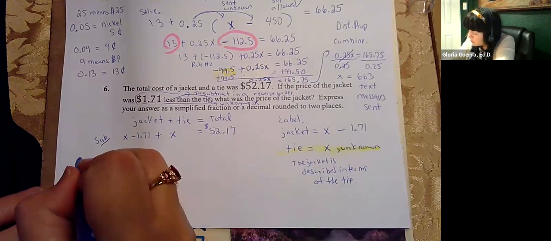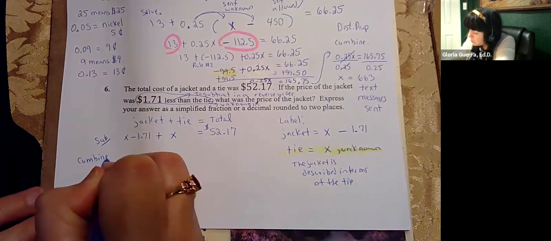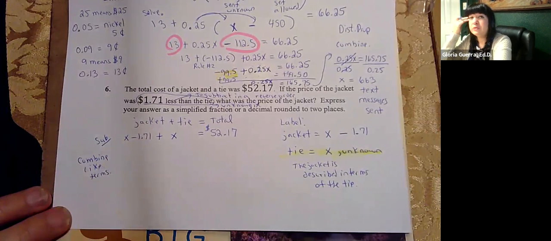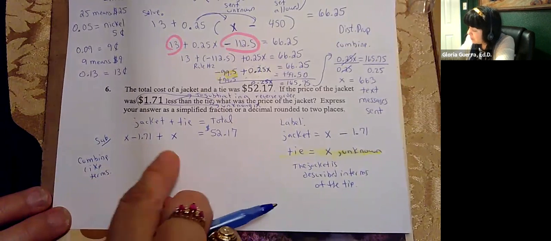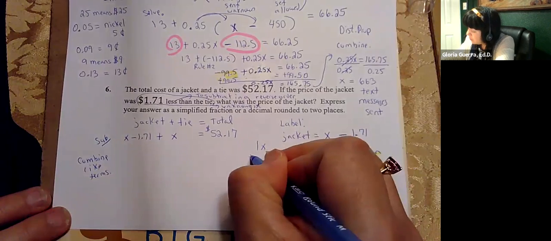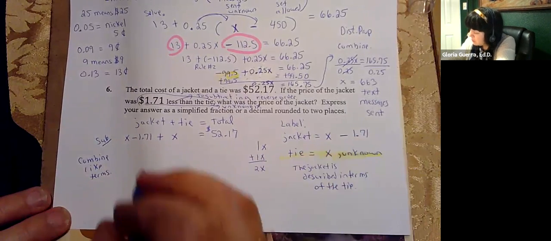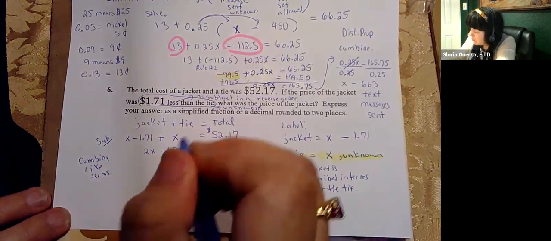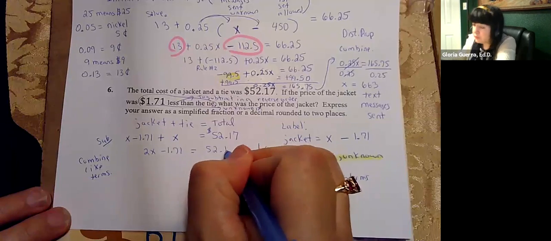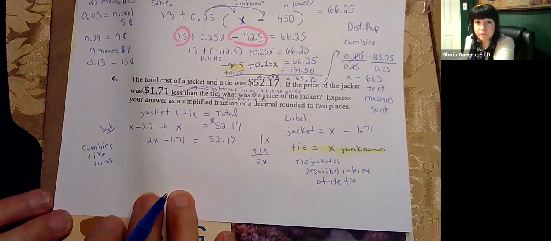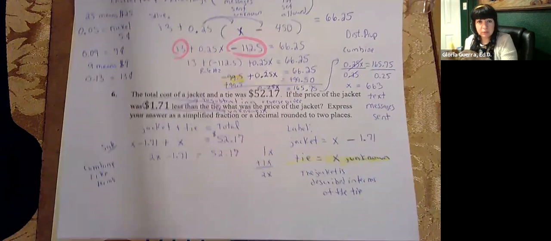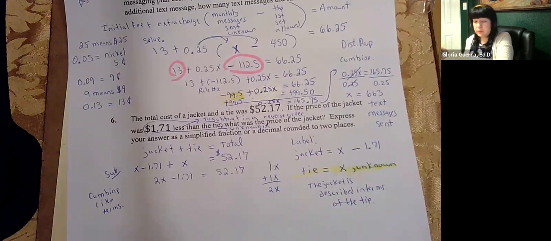Okay, so this is your equation that you're going to solve. So now you're going to combine like terms. Don't try and add opposites. You have to first go in order in the procedure and combine like terms. So you have an X and an X, that's two X's, minus $1.71 equals $52.17. Okay. And now this is where you can stop the video and finish solving for X. And then when you turn it back on, we can check your work. Okay, I'm going to keep going.